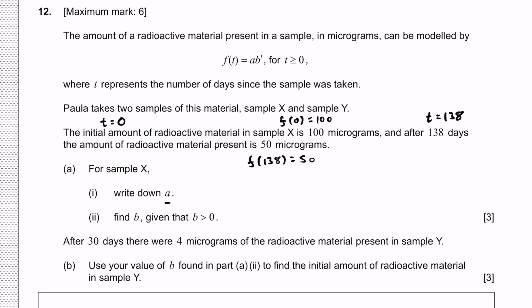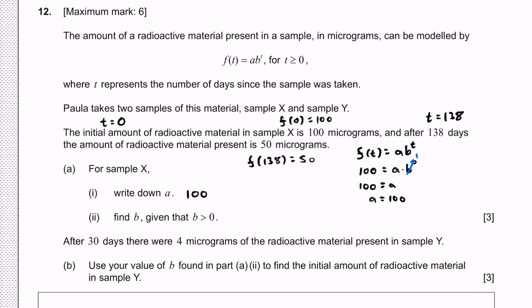So a is going to be the easiest one to start with because t is equal to 0. Here's our function, f of t equals a b to the t. Now let's substitute t equal to 0 and the output of 100. So 100, the amount of radioactive material, equals a times b to the power of 0. What happens when we raise anything to the power of 0? It goes to 1. So now we have 100 equals a times 1, and a times 1 is just a, which leaves us with a is equal to 100. So write down a is equal to 100.